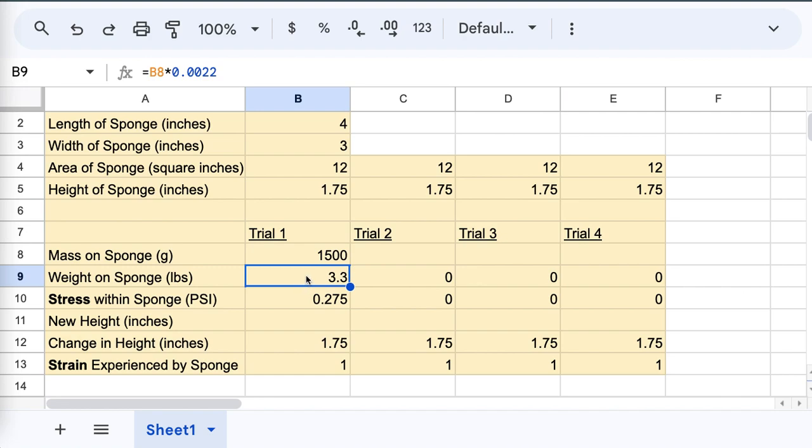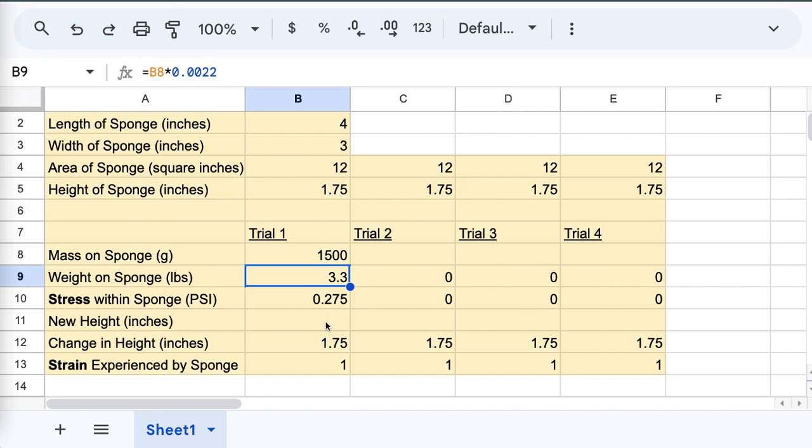Okay. Now the stress within the sponge is force divided by area. So 3.3 divided by 12 is about 0.28. There's about 0.28 pounds on every square inch of that sponge. That's the stress. That's the pressure. And the sponge is pushing back with 0.28 psi. That's the stress.